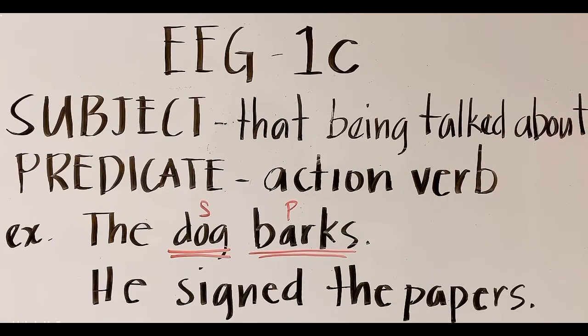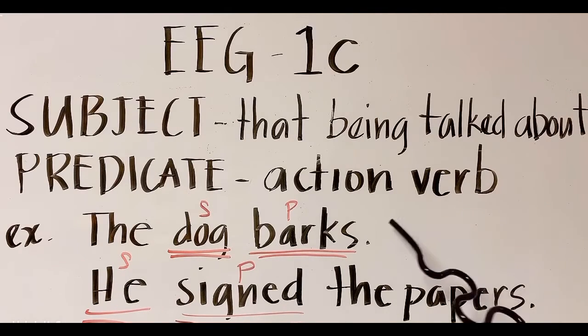He signed the papers. So who or what is being talked about in the sentence? It is he. He is the subject. So what is the predicate? The action verb. What is the action of he? Signed. So signed is the predicate. And again, this is a complete thought. It is a sentence because it has the subject and the predicate.